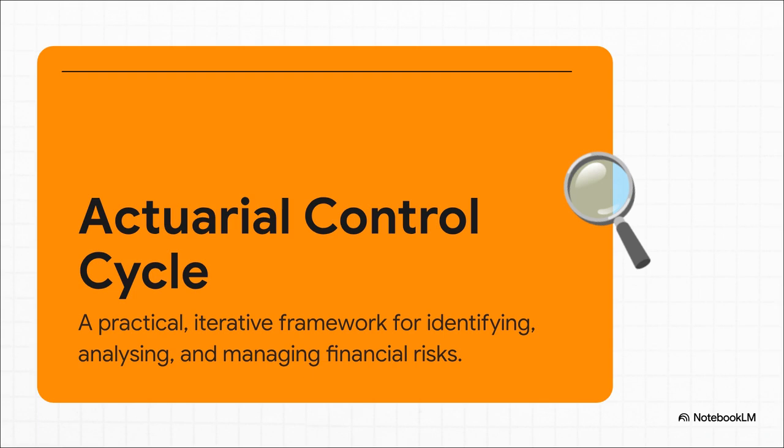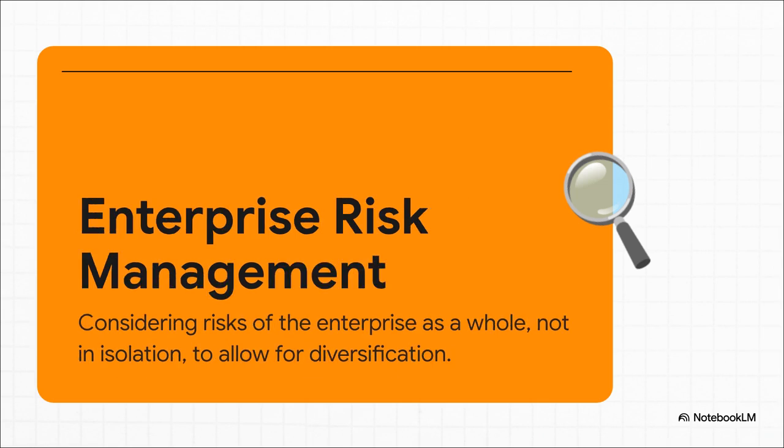All right, time to burn these into your memory. First flashcard. The actuarial control cycle. What is it? It's the practical, iterative framework for spotting, analyzing, and managing risk to solve financial problems. Simple as that. Next up, Enterprise Risk Management, or ERM. Remember we talked about this? It's that big picture approach where you look at all the risks of a company together, not in separate silos. Why? Because it lets you see how they interact and maybe even get some benefits from diversification.